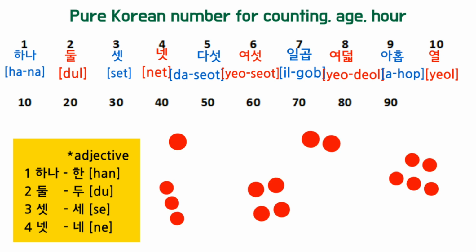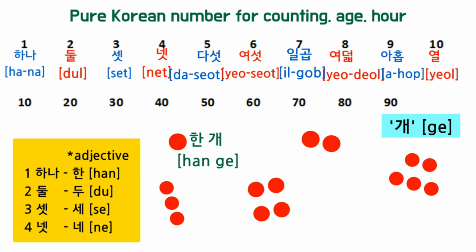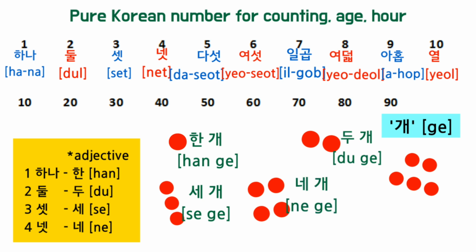There are apples. I'll count them. We often use the word 개 for a unit. 한 개, 두 개, 세 개, 네 개, 다섯 개, 여섯 개. From 5, just use the same word because only 1, 2, 3, 4 have an adjective form.